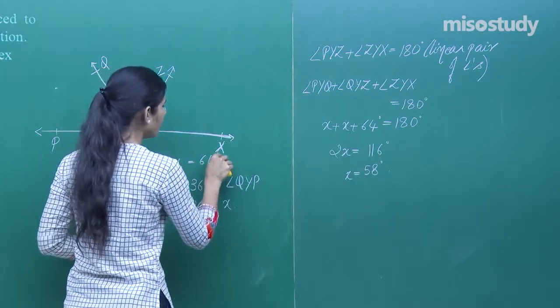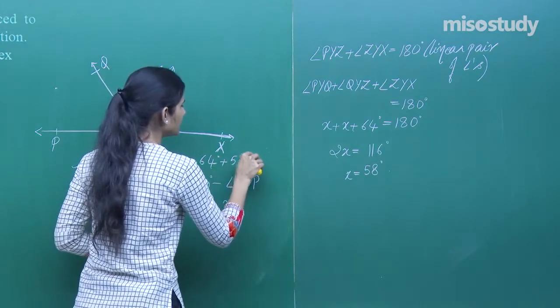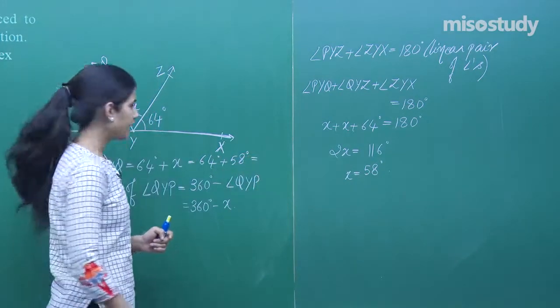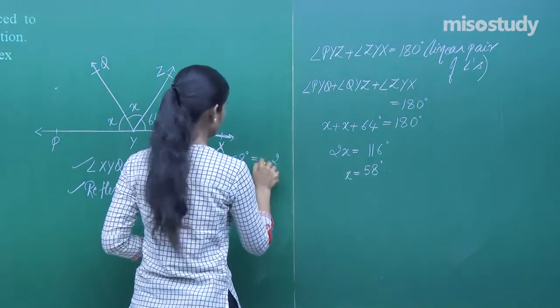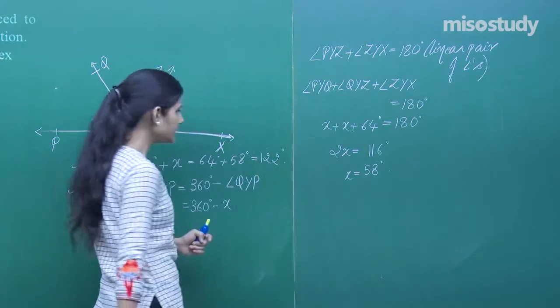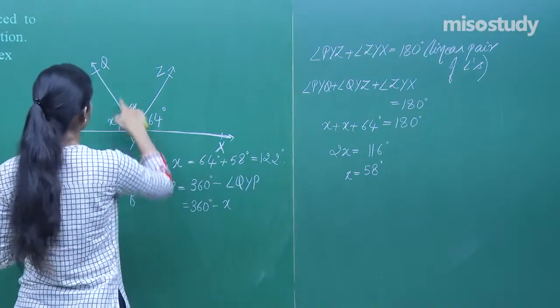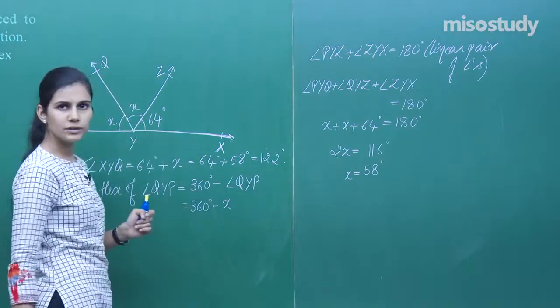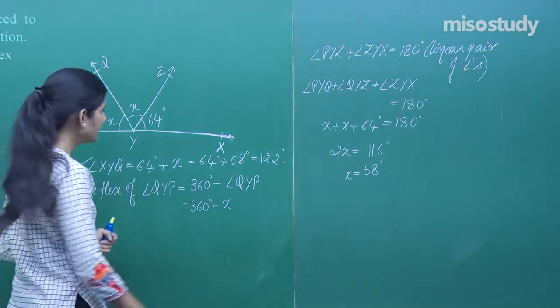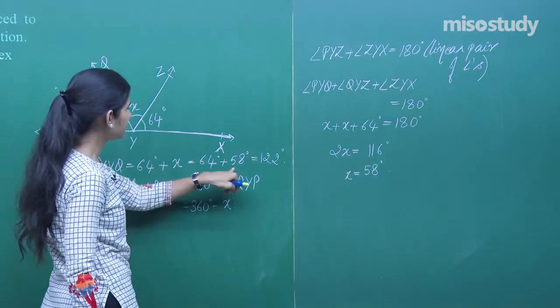It is 64 plus 58, right? Which is 122 degrees. That's what I have to find. I have to find XYQ. XYQ is x plus 64. Right. So this is 122.